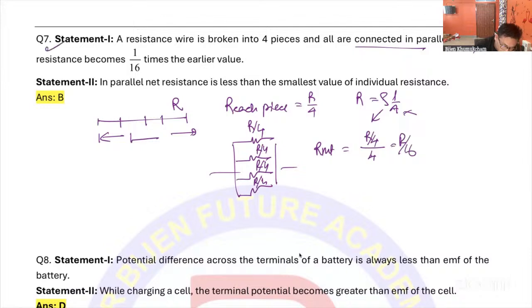Okay, good. So the first statement is correct. In parallel, net resistance is less than the smallest value of the individual resistances. Obviously, it is also correct. But the thing is, whether this second statement can explain the first statement.